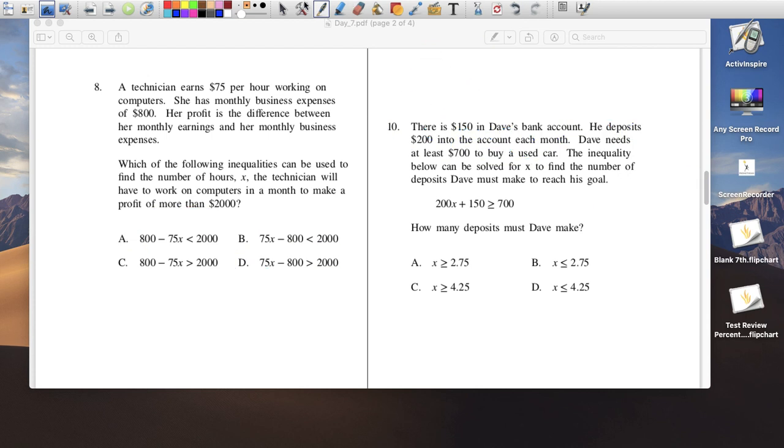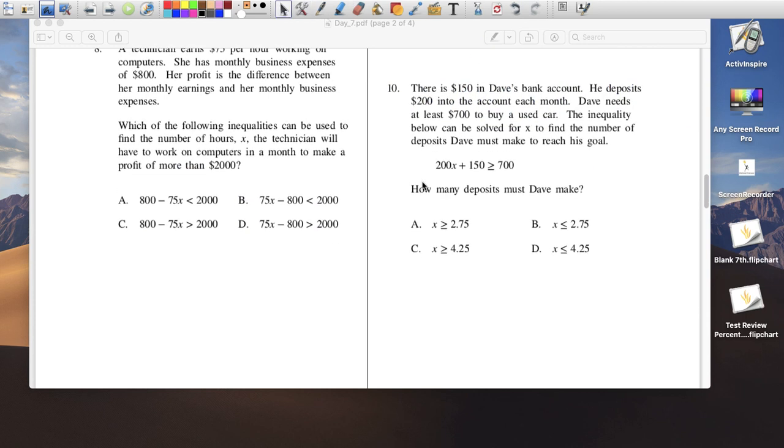Number 10. There is $150 in Dave's bank account. He deposits $200 to the account each month. Dave needs at least $700 to buy a used car. The inequality below can be solved for x to find the number of deposits Dave must make to reach his goal. How many deposits must Dave make?